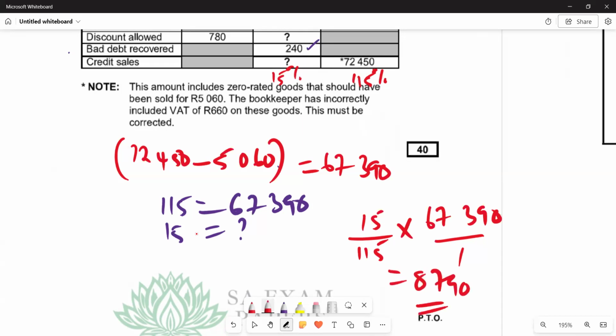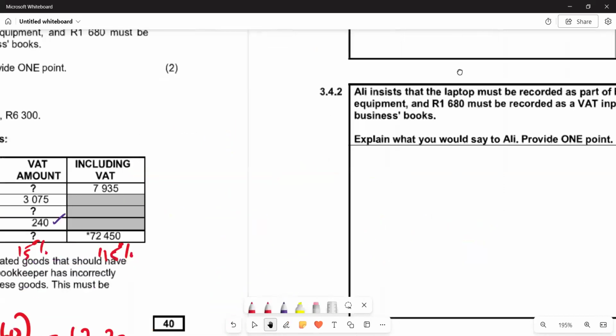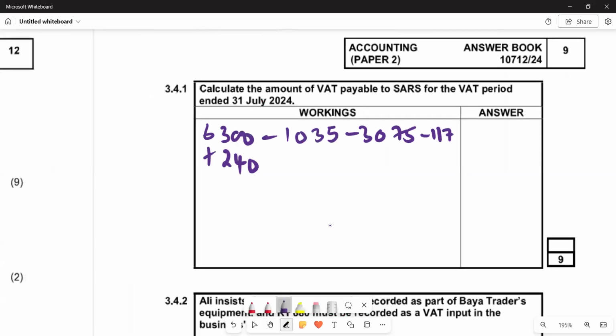So this now becomes our credit sales, and credit sales are always a VAT output. So we're going to show it as a positive, plus 8,790. So we come here, plus 8,790. So you do the calculation by saying 6,300 minus 1,035 minus 2,075 minus 170 plus 240 plus 8,790, and then the final answer that we are supposed to get there, let's try to find. We're going to get 11,103.